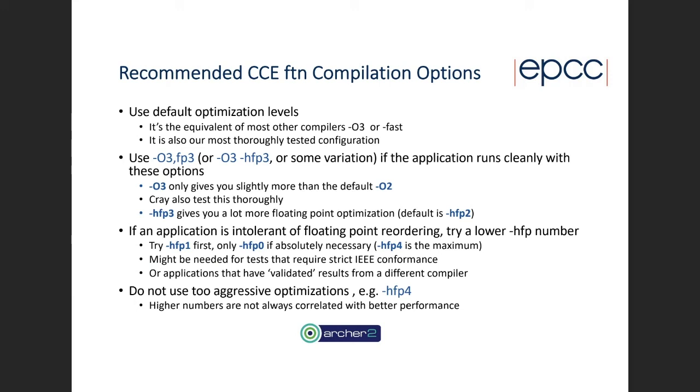Essentially, for Cray Fortran, the default value is -O2, and mostly that's fine. It's actually the equivalent of -O3 or -fast in other compilers. And so -O3 and -hfp3 are seriously aggressive, but you should use those sparingly.